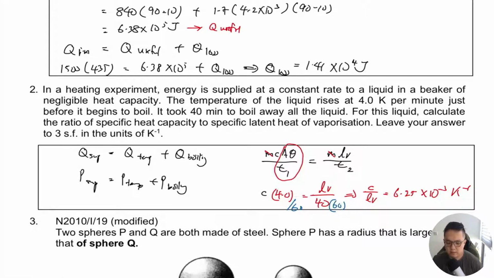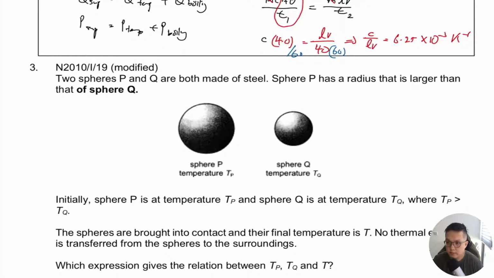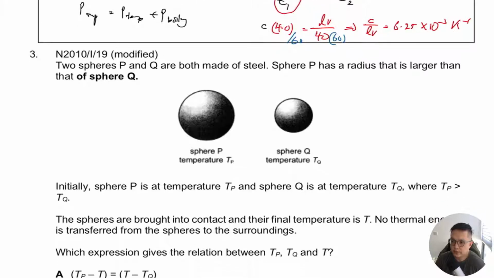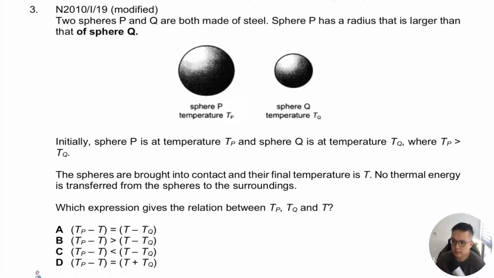Okay, let's move on. Question 3. This one is a bit more interesting. You have two spheres, both made of steel. Sphere P has a radius that's larger than that of Q. Initially, P is at a temperature Tp and Q is at a temperature Tq, where Tp is larger than Tq. The spheres are brought into contact, and their final temperature is T. No thermal energy is transferred from the spheres to the surroundings. Which expression gives a relationship between Tp, Tq, and T?